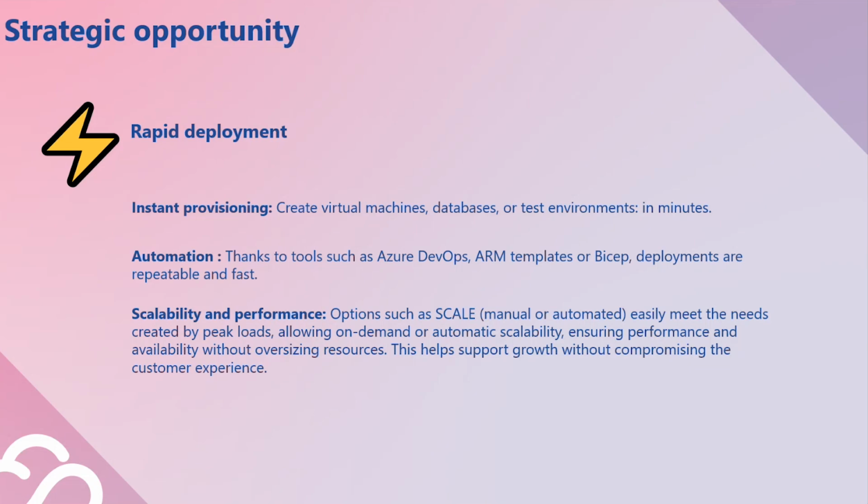Scalability and performance options, such as scaling manually or automated, easily meet the needs created by peak load. So we can ask Microsoft to scale out, scale in, or scale up, scale down, depending on the peak of the resource the customer needs. But remember, this is elastic. So anywhere, anytime, we can ensure the performance and availability without oversizing resources. The customer pays only for what they need. So all this helps support growth without compromising the customer experience.